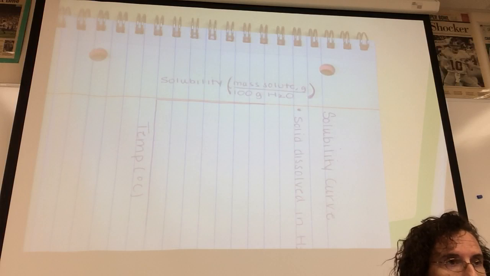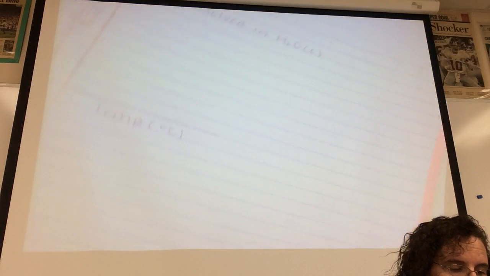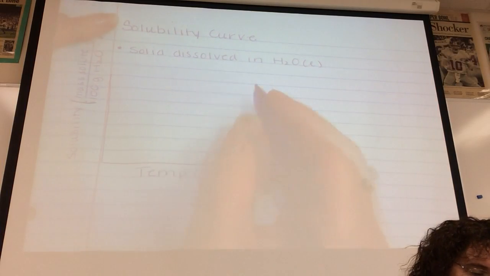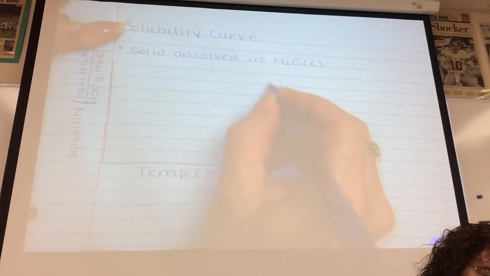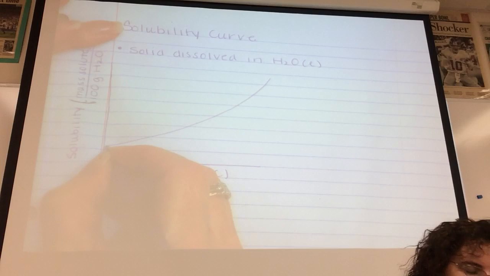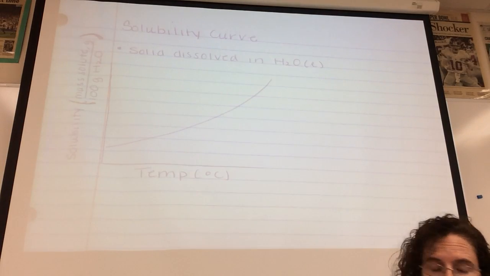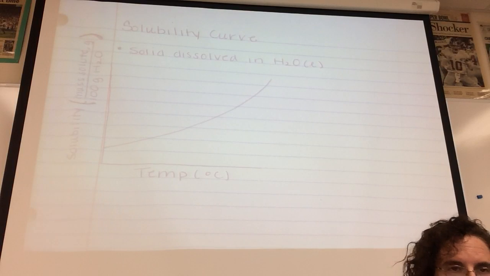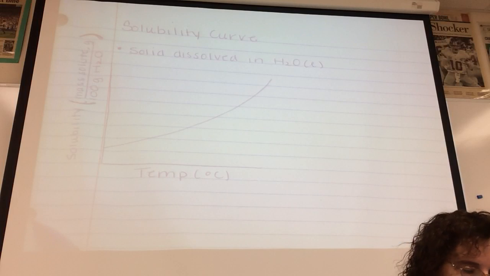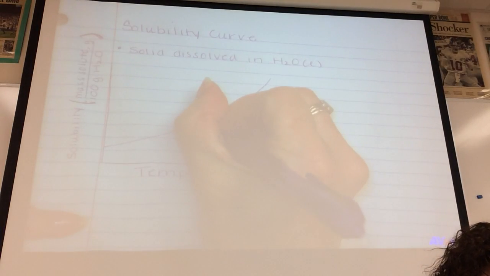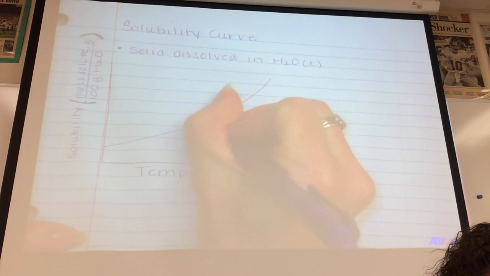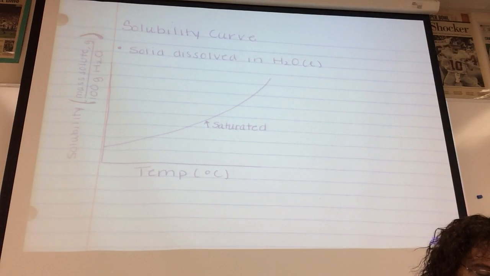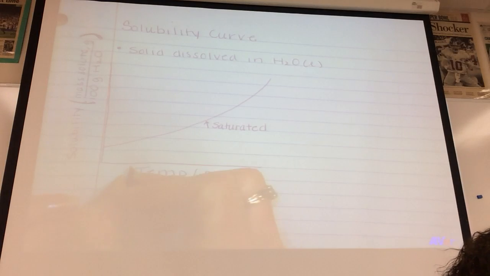Now, different solutes show different solubility curves. I'm going to use a generic one, and this is what you're going to be doing in the laboratory, the second lab of the two. For example, you might get a curve such as that. This curve shows that as the temperature increases, the solubility does what? Increases as well. So anywhere you're on the line, you've got a saturated solution. The maximum amount of solute that can dissolve at a specified temperature.